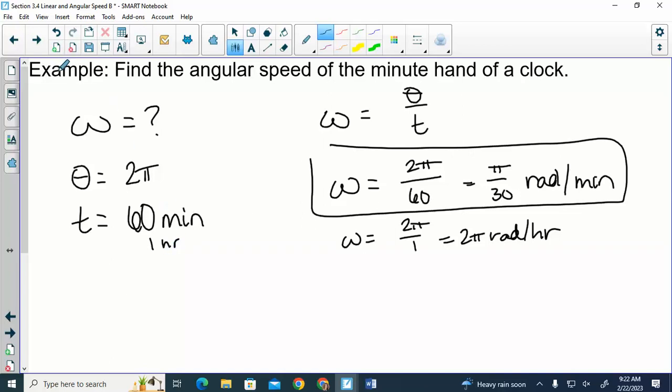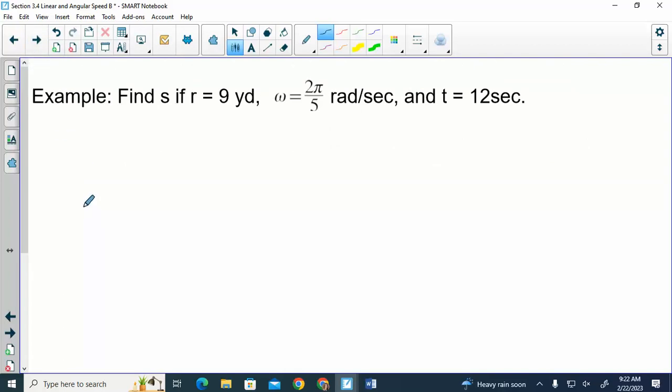Any questions there? Right. Last, find S. If R equals 9 yards, omega is 2 pi over 5 radians per second, and t equals 12 seconds. Also, always make sure that your units match. So if your rate is in seconds, make sure your time is in seconds. If I said the time was 1 minute, we want to convert it into 60 seconds. So make sure those are the same.